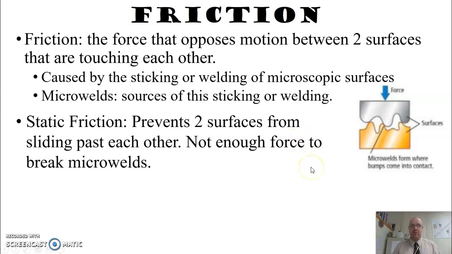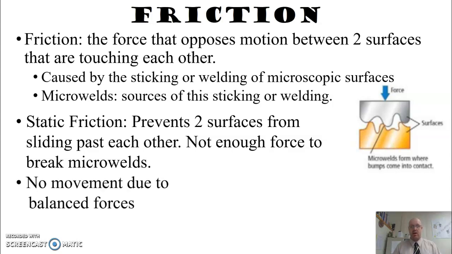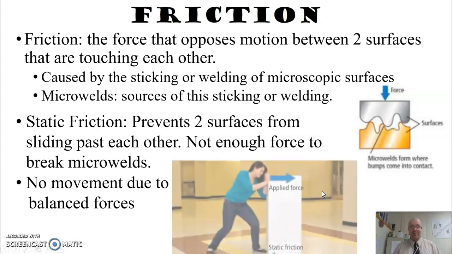Static friction. There are a couple of different types of friction we're going to talk about, 3 different kinds. And these are important to know because they cause different things, and we use these things in physics and in our day-to-day life to do things. Static friction prevents 2 surfaces from sliding past each other. There's not enough force to break the microweld. It's when you're pushing on something and it doesn't move, you haven't given it enough force to break that microweld contact. Okay? And again, there's no movement due to the balance of forces. So with static friction, there is no movement.